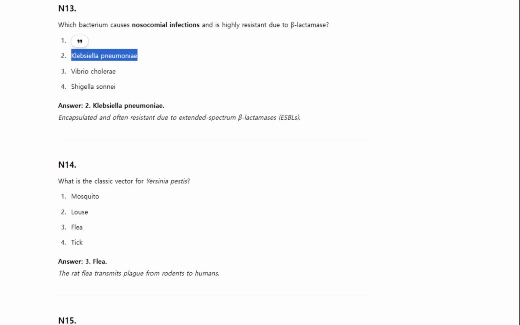N14. What is the classic vector for Yersinia pestis? 1. Mosquito. 2. Louse. 3. Flea. 4. Tick. Answer: flea. The rat flea transmits plague from rodents to humans.